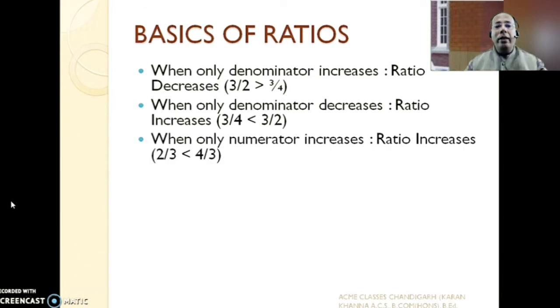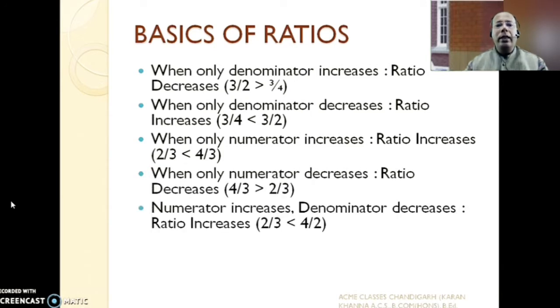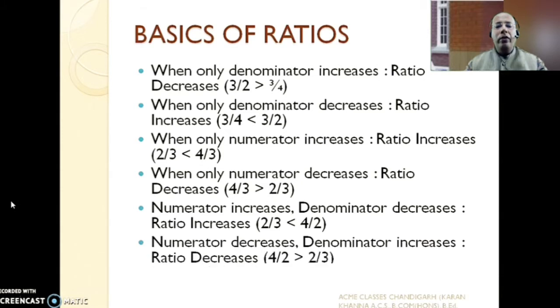When the numerator increases, the ratio increases. When the numerator decreases, the ratio decreases. If the numerator increases and the denominator decreases, the ratio will increase. I've given you examples so that you can understand this concept in very simple terms. Likewise, if the numerator decreases and the denominator increases, the ratio will decrease.